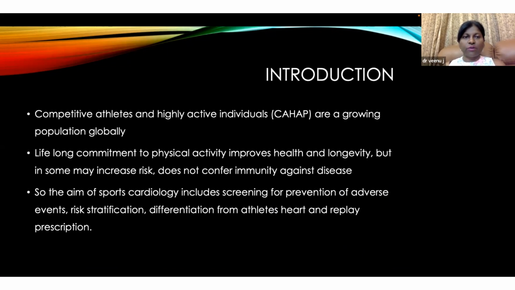So, introduction wise, we know that competitive athletes and highly active individuals, whom we call CAHAP, that is competitive athletes and highly active people, are a growing population globally. We know that in India, very few were running marathons earlier, but we can see now the crowd in the marathons is so huge. Like the Tata Marathon this time in Bangalore had around 15,000 people running. So that way, we need to know how to risk stratify these patients and also to know what exactly we need to look into when we are looking at a patient who is an athlete.